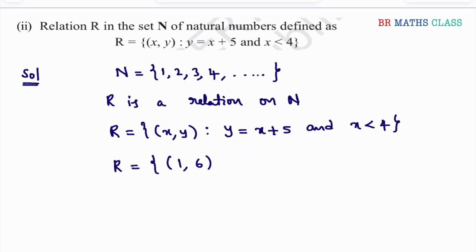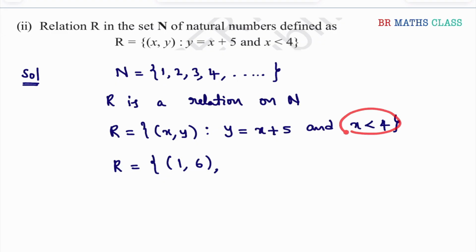What point do you need to observe? The ordered pair 1 comma 6 belongs to this relation. Why? Because 1 is a natural number, 6 is a natural number, x is less than 4, and this ordered pair 1 comma 6 satisfies this condition. If you want, you can check. In place of x, you write 1. In place of y, you write 6. y equal to 6 equal to 1 plus 5. Definitely it's satisfied, right?